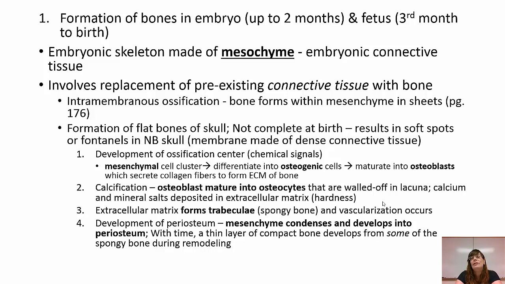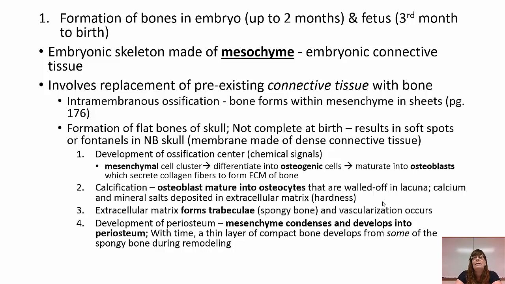Formation of the flat bones of the skull is not complete at birth, so you actually have soft spots, which are called fontanelles, in the newborn skull, especially at the top of the head and then the back of the head. If you've ever held or seen a newborn, you can see the indentation a little bit at the top and in the back. You have to be very careful because the bones are not completely formed, so this is actually dense connective tissue, so the newborn can get hurt if something happens to those spots.